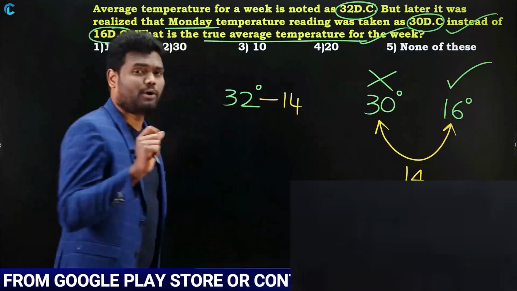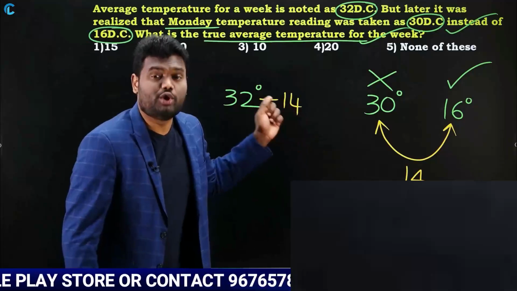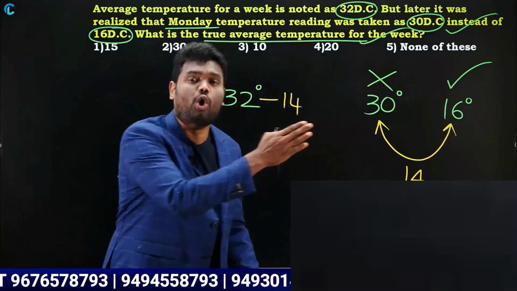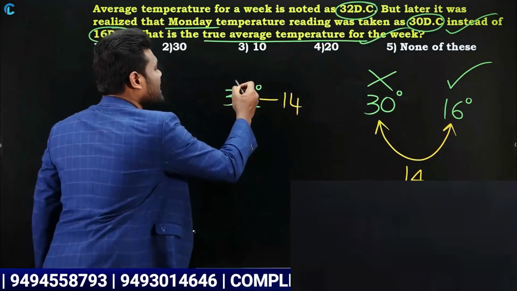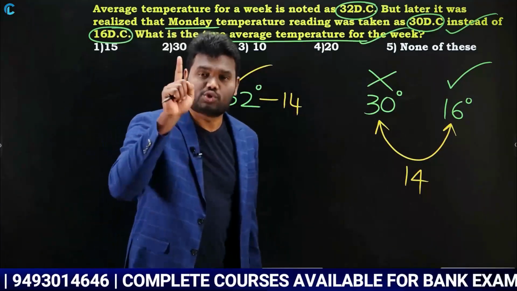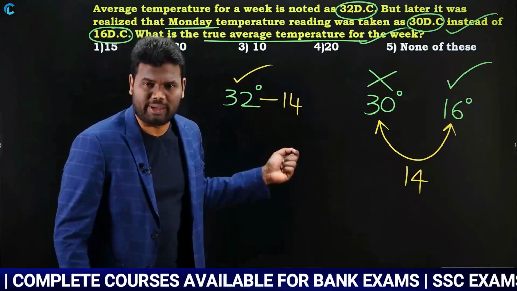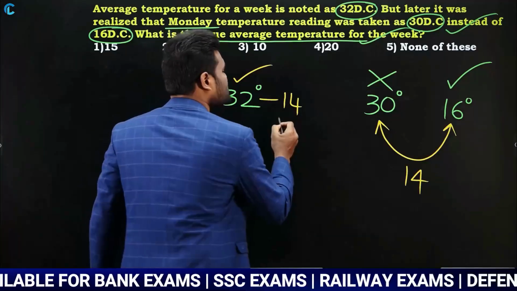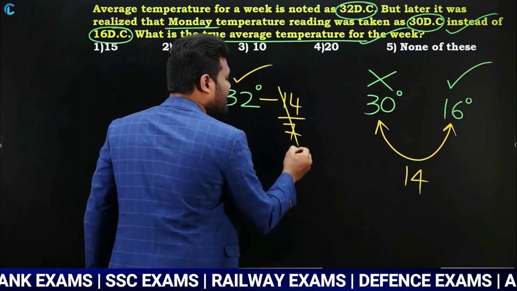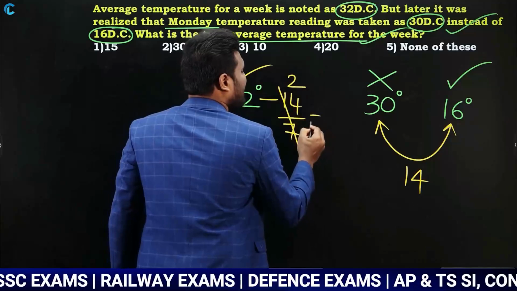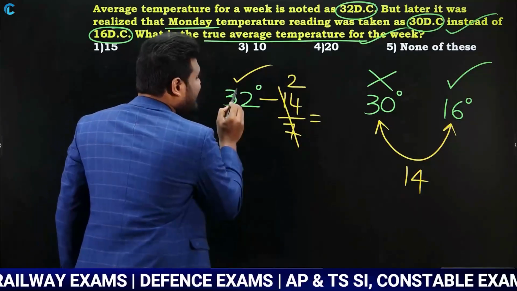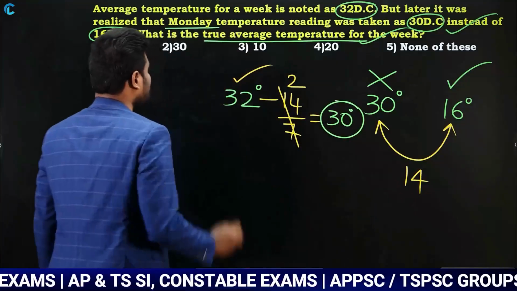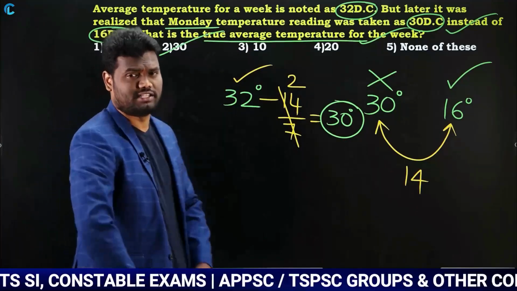But you need to remember one more point. When you are subtracting this 14, you cannot subtract it directly. This 14 has to be distributed over the whole week, because this is the average temperature for a whole week. Week means how many days? 7 days. So it has to be distributed over 7 days. Then 14 divided by 7 is 2. So the correct average temperature is 32 minus 2, that is 30 degrees Celsius. So the answer for this question is 30 degrees Celsius.